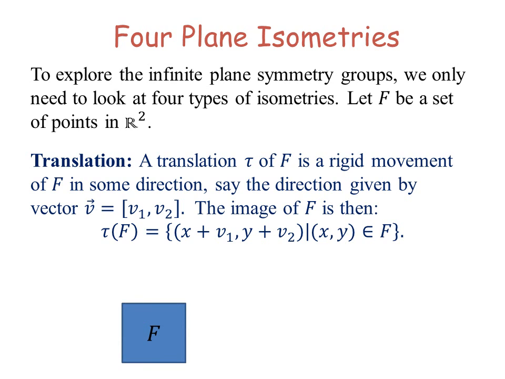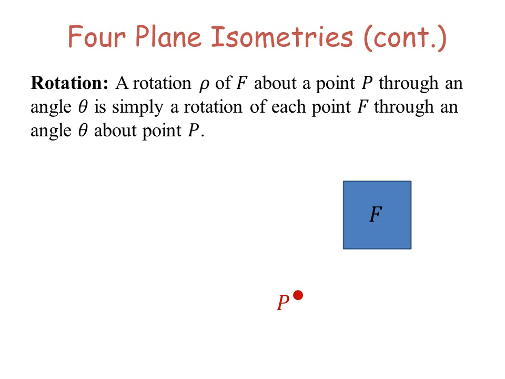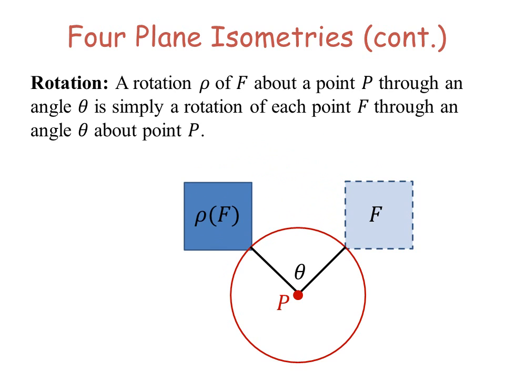We represent set F as a square. Here is vector v, so tau of F is just a rigid translation of F by vector v. A rotation, ρ, of F about a point P through an angle theta is simply a rotation of each point of F through an angle theta about P. Here is angle theta, and here is the rotation, ρ, of F.